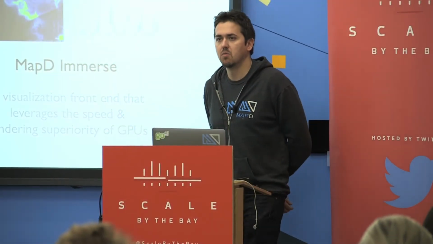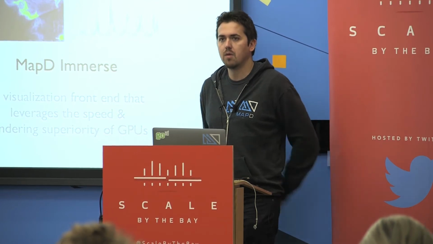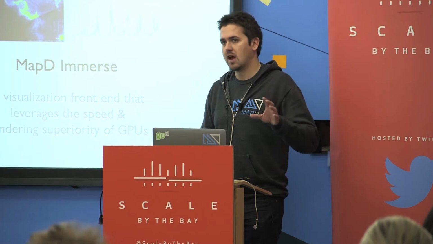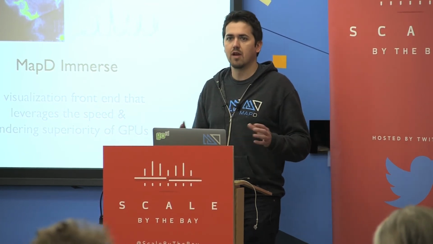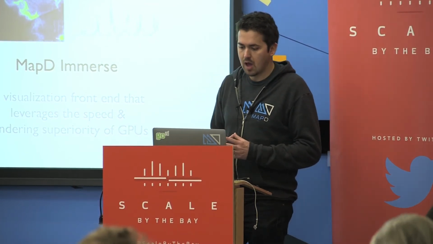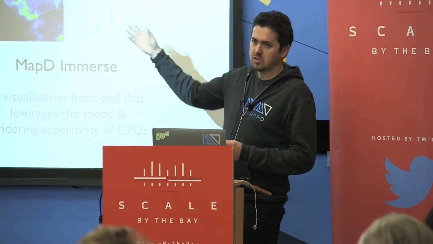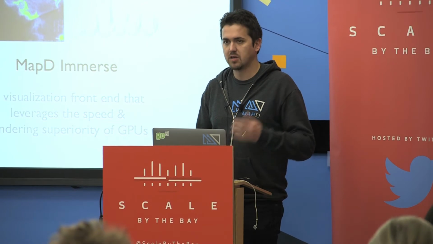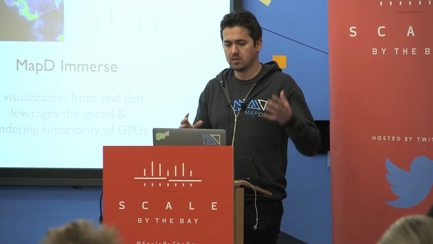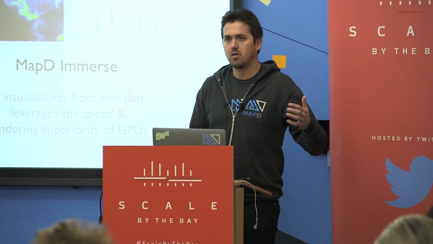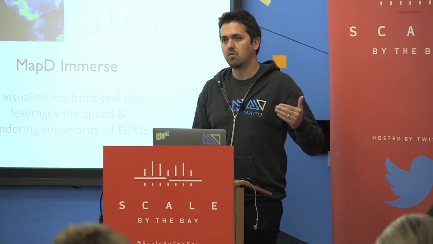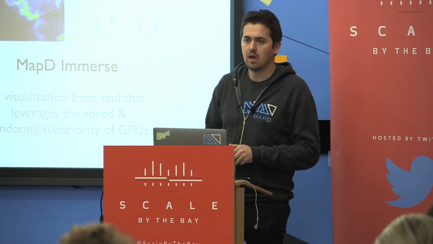So MapD Immerse is a web-based visual analytics platform that leverages not only our fast SQL, so you can cross-filter and drill down on anything instantly, no pre-aggregations or indices required, but you can also use the GPUs for what they're originally designed for, which is to render data. So we can actually run the SQL query over billions of rows. The data stays on the GPU, and with zero copy, we can render that using our OpenGL rendering engine that's based on the Vega rendering specification.